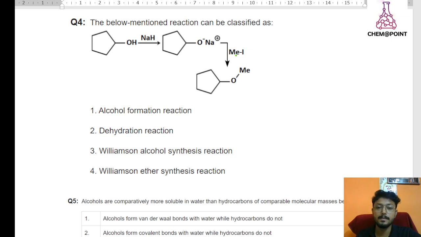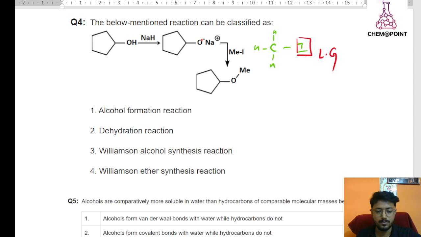Then it reacts with methyl iodide. Dear student, all of you know methyl, right? Methyl means Me, that means CH3, single bond I. Got my point? Iodine is a leaving group. It will easily leave, right?